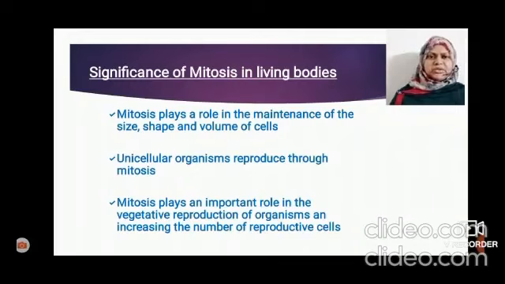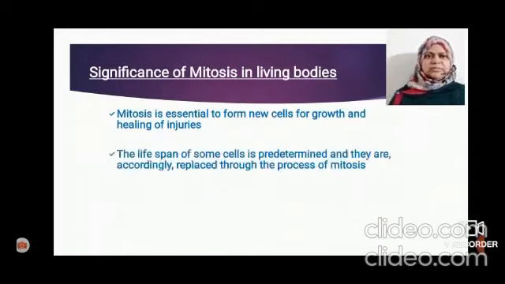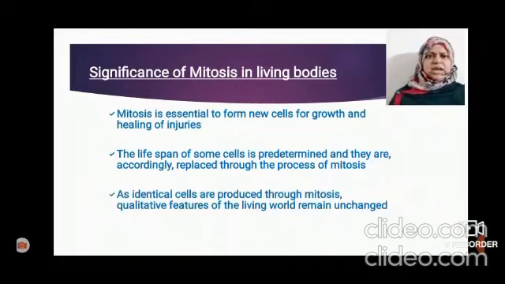Mitosis plays an important role in the vegetative reproduction of organisms and increasing the number of reproductive cells. Mitosis is essential to form new cells for growth and healing of injuries. The lifespan of some cells is predetermined and they are accordingly replaced through the process of mitosis. As identical cells are produced through mitosis, qualitative features of the living world remain unchanged.